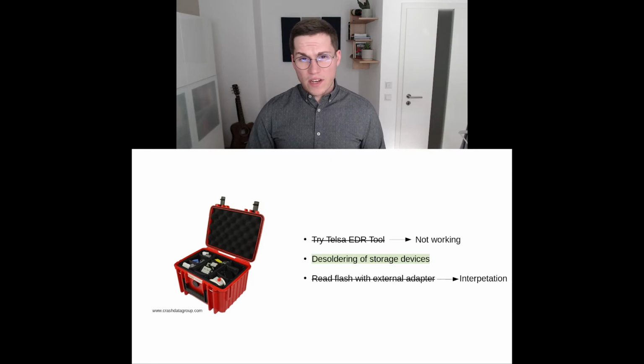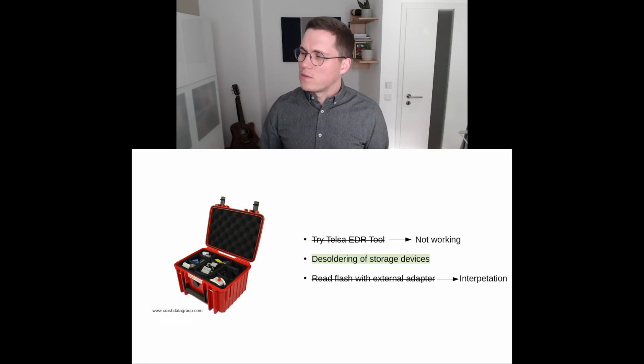Well, I showed you some challenges before, and one of them was interpretation. So if we just collect the data blob out of the flash storage, we don't know how to interpret the information. There is no available documentation on how to interpret Tesla flash storage, which is installed on airbag ECUs. So that's not good. So are there any other options we could try?